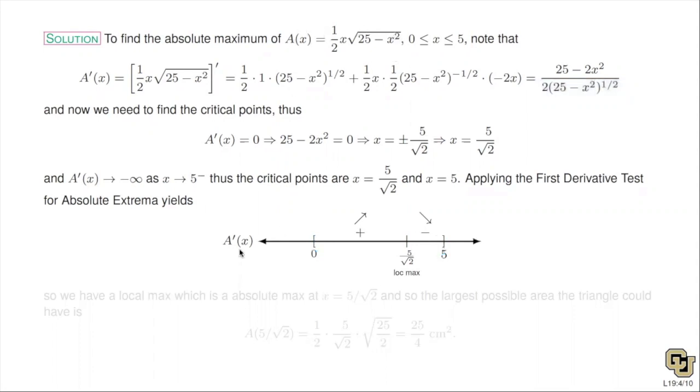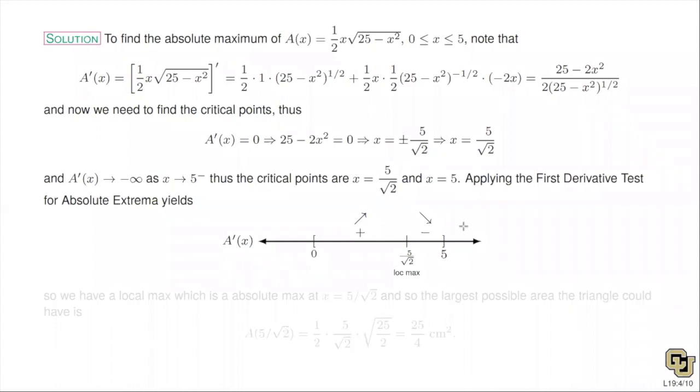Here, if I plug in, so for example, if you put x equal to 1, and remember now we're plugging it into the derivative. So I'm plugging it in to the derivative. If you plug in x equal to 1, numerator and denominator are positive, the function is increasing between 0 and 5 over root 2. That piece of information by itself doesn't tell us anything, but to the left of 5 over root 2, the function is always increasing.